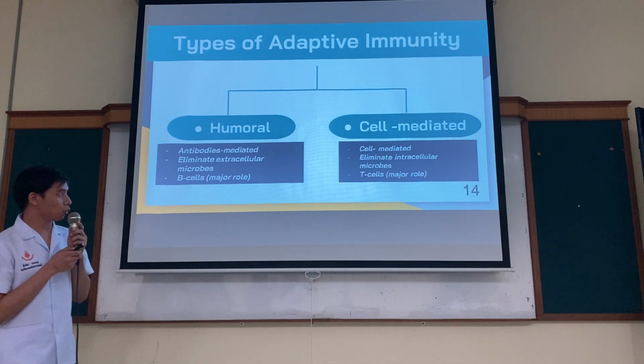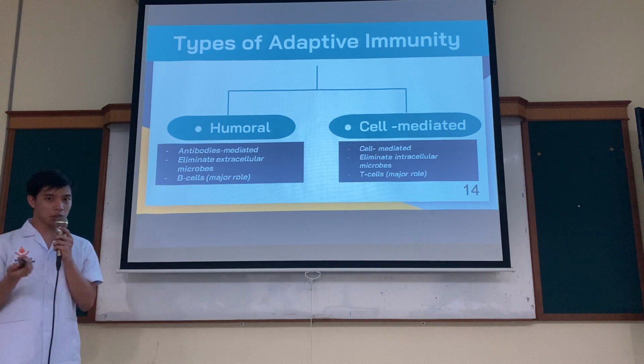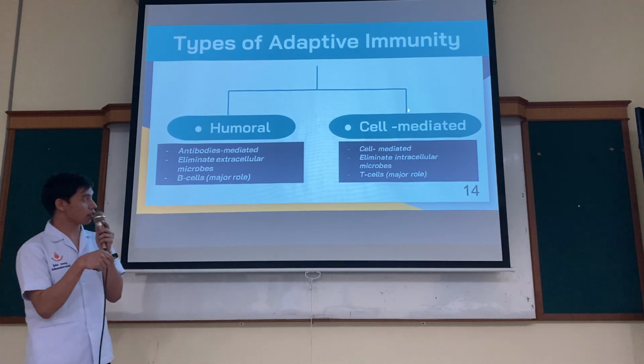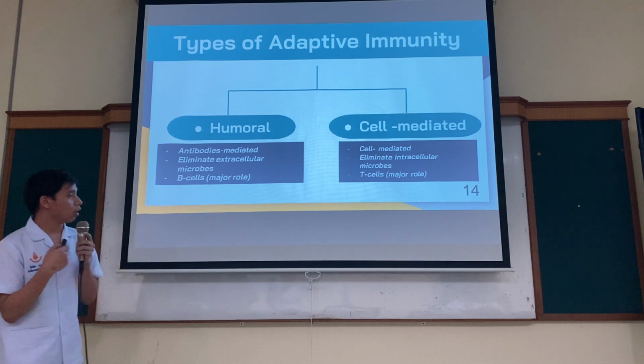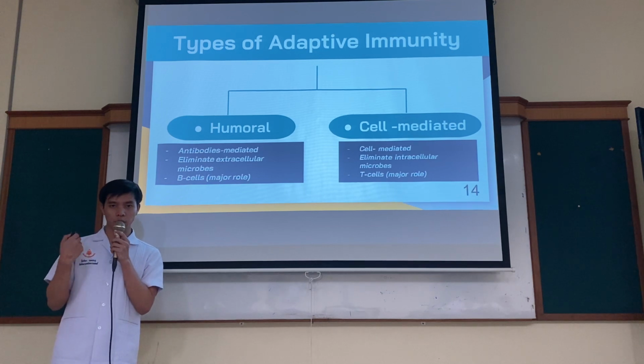I am Siddhipon. I would like to talk about types of adaptive immunity. Adaptive immunity is divided into humoral immunity and cell-mediated immunity. I will discuss humoral immunity and cell-mediated immunity.